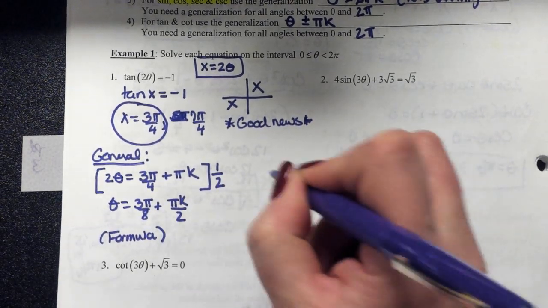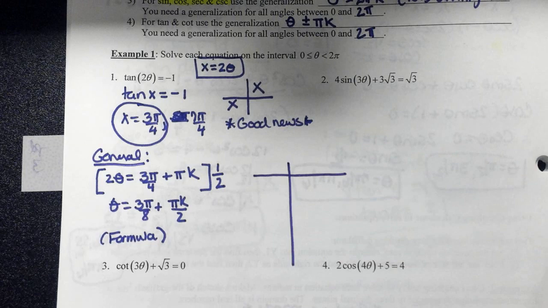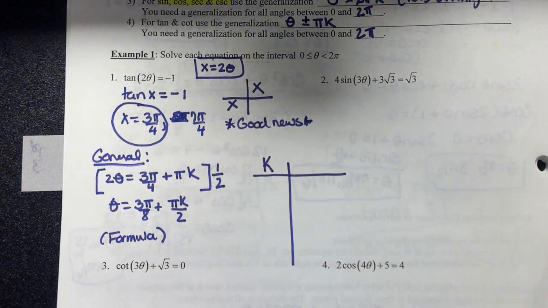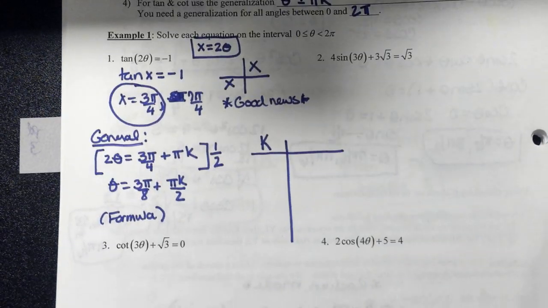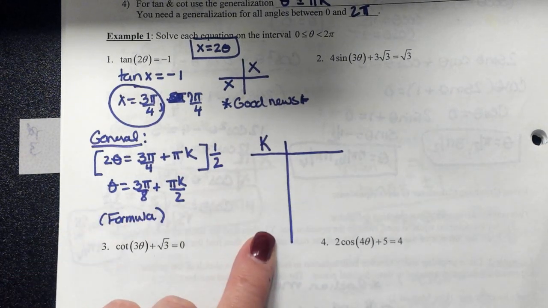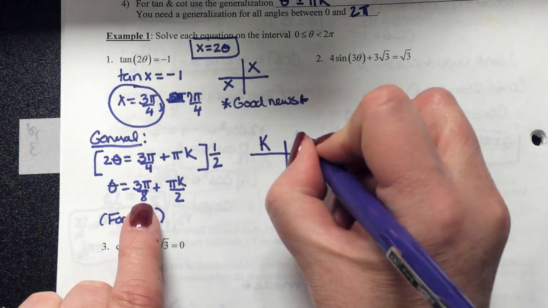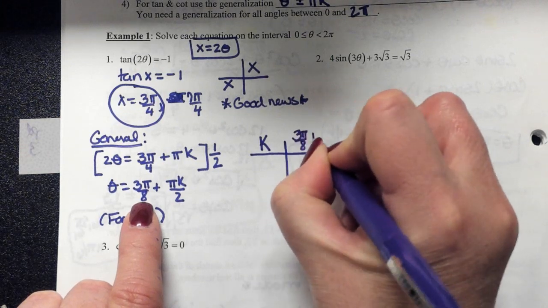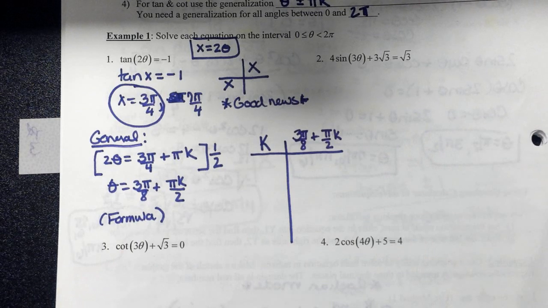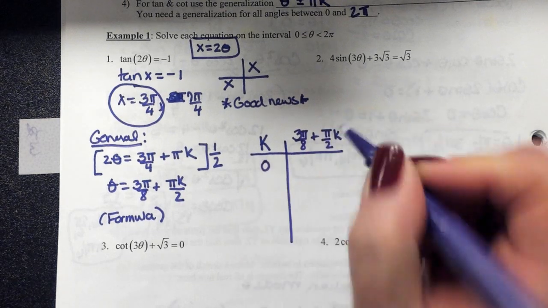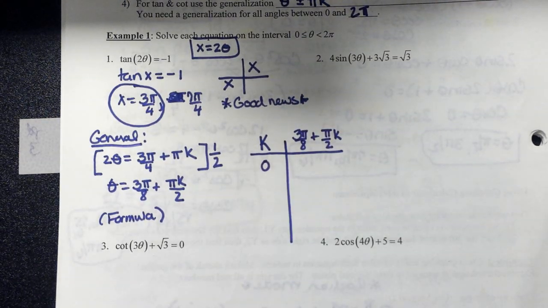So now this is what we're going to do. To calculate all my actual answers, I'm going to make a little T-chart. That's not my answers, that's the formula I'm going to use to help me find my answers. The first column I'm going to label K. The second column is the formula, 3 pi over 8 plus pi over 2 times K. Starting with 0, you're going to plug in values for K into this particular formula to find all of your solutions.